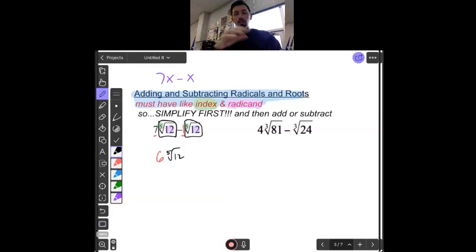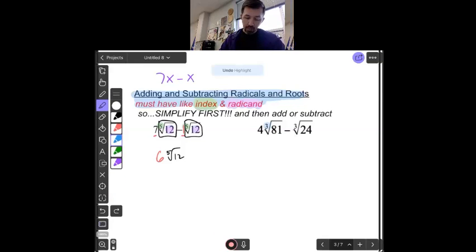So we're doing adding and subtracting. Those things will stay the same, but they also have to be the same. So when I go look at the next one, they both have the same index.